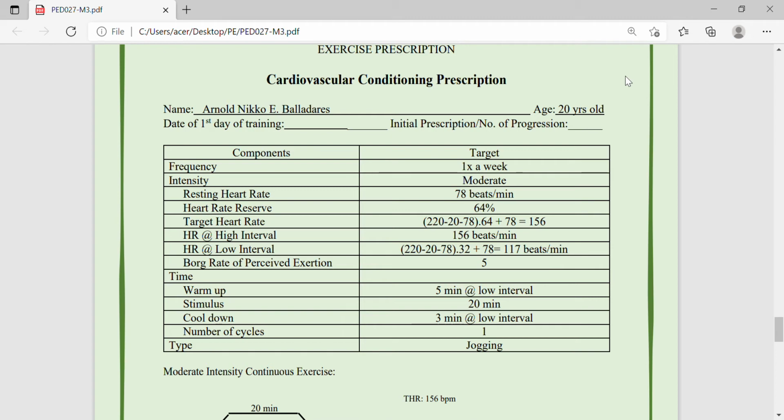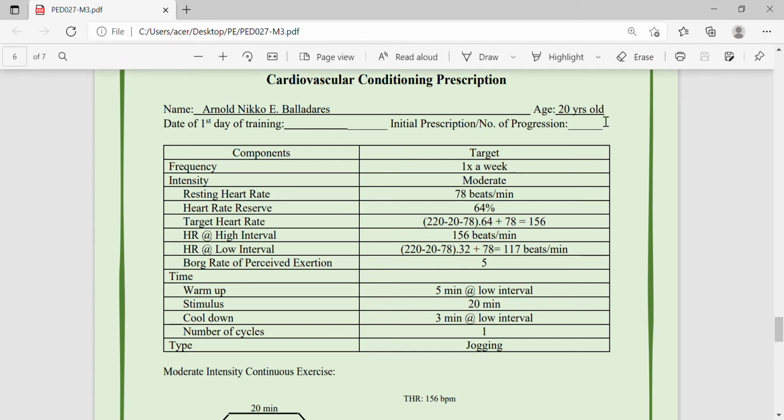So this is a defense presentation for my client's workout plans. First to present would be the cardiovascular conditioning prescription. As we can see, my client's name is Arnold Nico E. Valladares, aged 20 years old. In this table, we have the columns components and target.